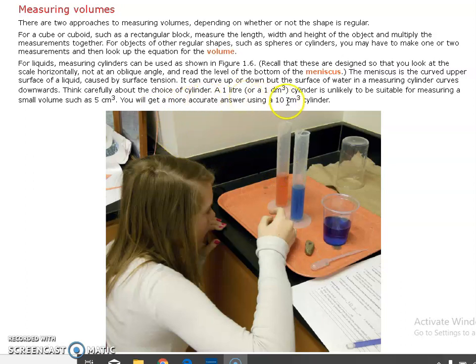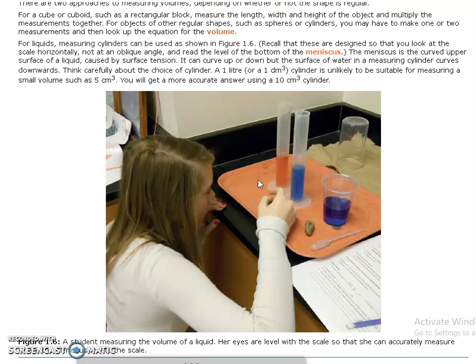That is 1 decimeter cube, that is 1 liter, is likely to be suitable for measuring a small volume such as 5 centimeter cube. It is unlikely, and you will get the most accurate answer using a 10 centimeter cube cylinder. So to get a more accurate result, we have to use a 10 centimeter cube cylinder.